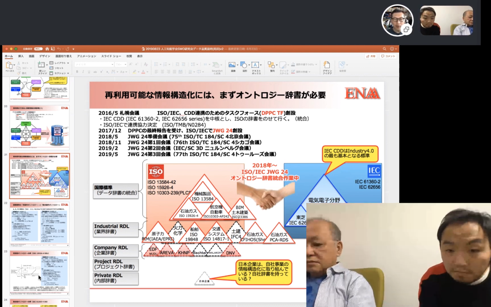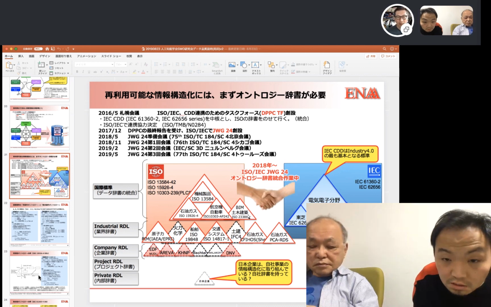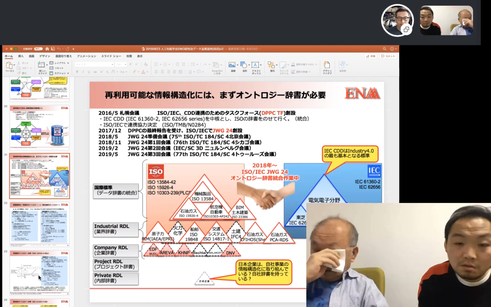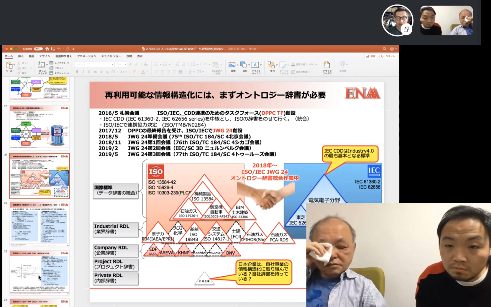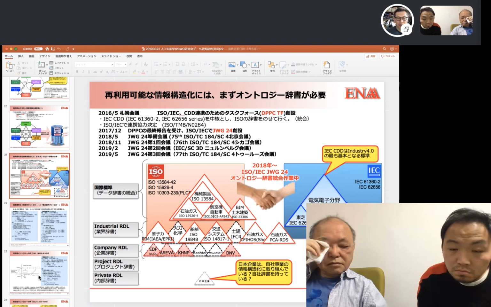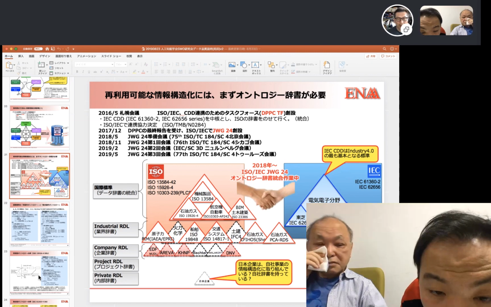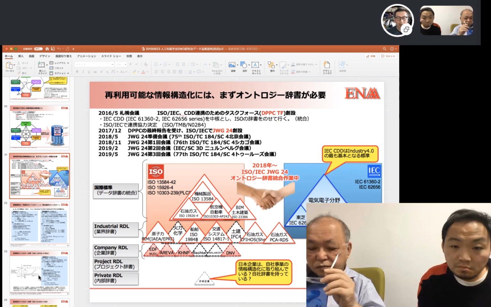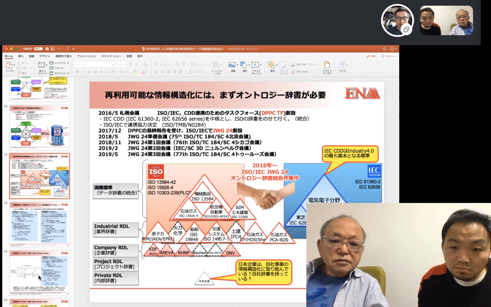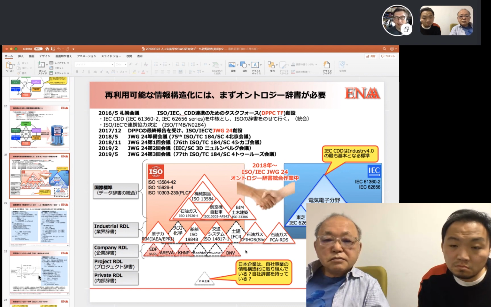The number is 23386. On the other hand, for example, the aerospace and automotive industries also have their own dictionary, ISO 10303 part AP242. And in the case of shipbuilding, they also have a dictionary, ISO 9848. In such a way, there exists a variety of dictionaries for each specific industry. This is the ISO side, and the IEC side also has a variety of dictionaries.